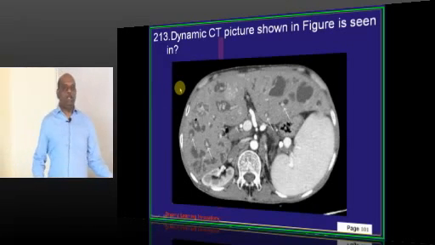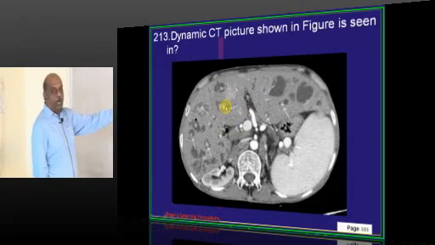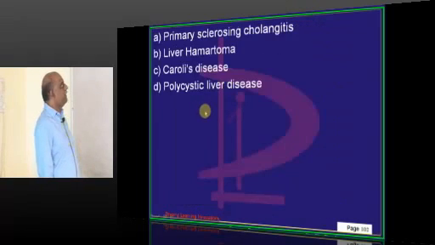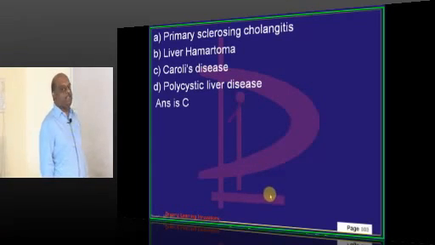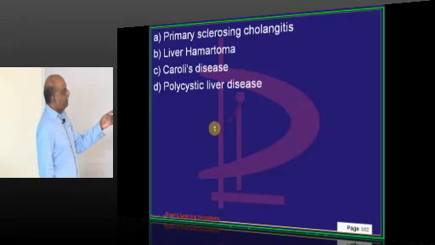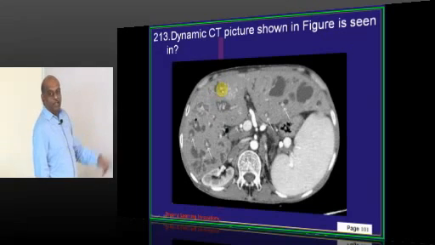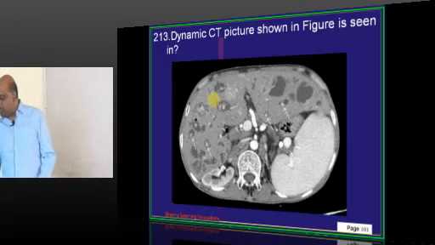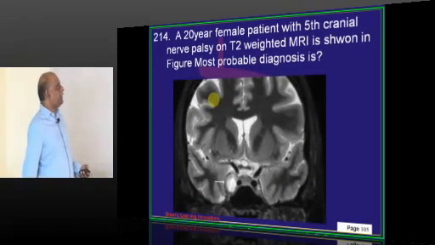Now a dynamic CT picture is being shown to you, where this is called a dot-like appearance. Dot-like appearance occurs whenever there is Caroli's disease, where there is agenesis of the bile duct. So it's called the central dot sign. Typically when you see the lesion, it looks like a central dot. So the central dot sign is a classical feature in case of Caroli's disease, is what I want to underscore.